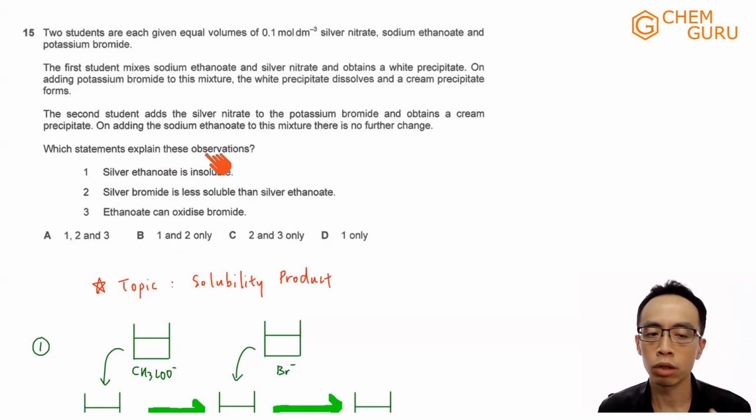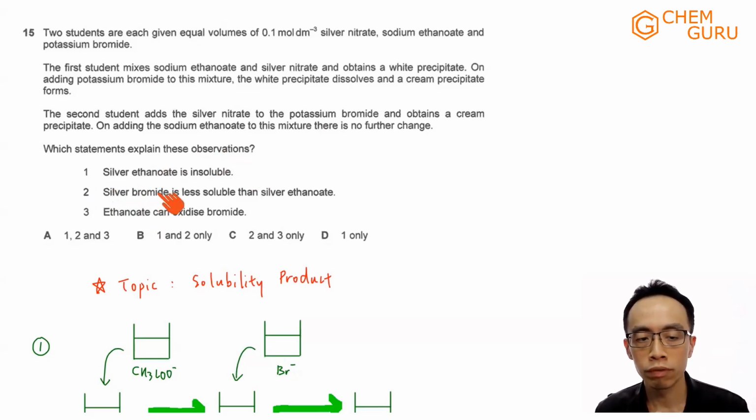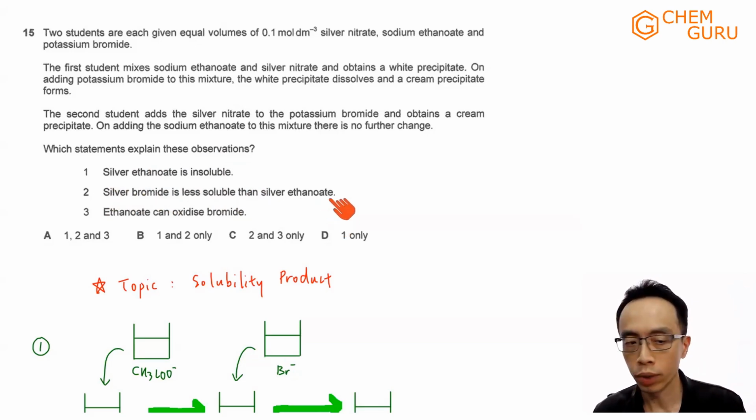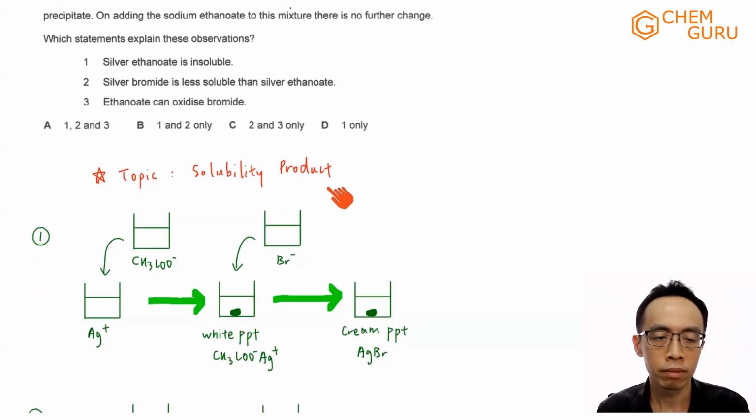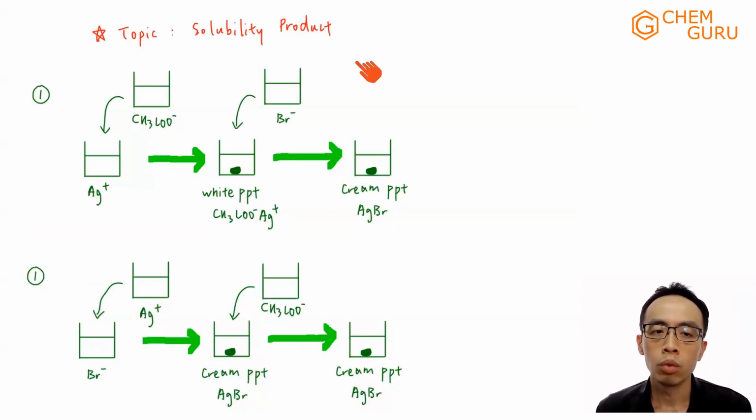Statement number 1, silver ethanoate is insoluble. Number 2, silver bromide less soluble than silver ethanoate. Number 3, ethanoate can oxidize bromide. So which of these statements are correct? If you look at the information given, we know that the topic tested in this exercise will be solubility product. So in diagram form, this is what is happening.